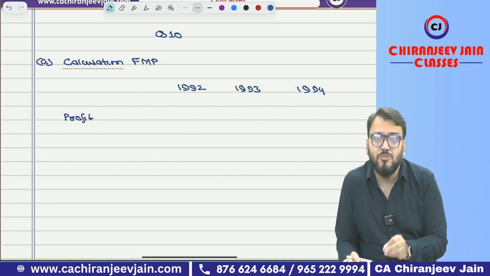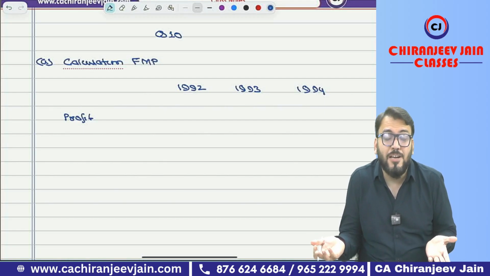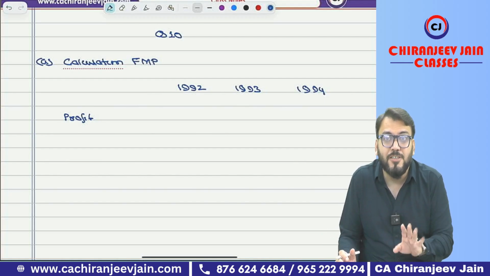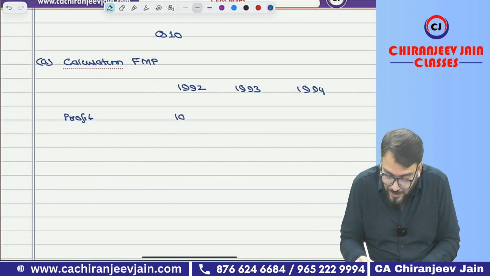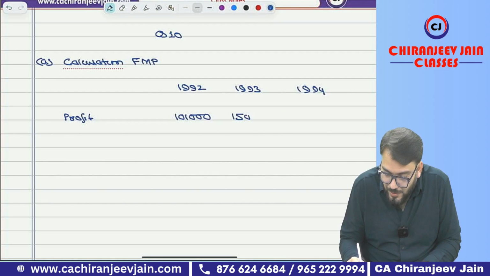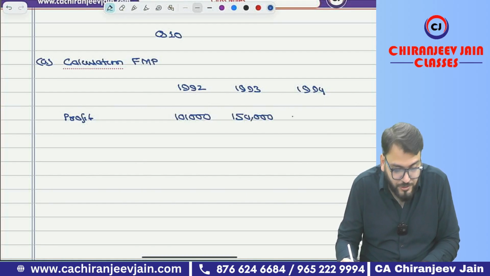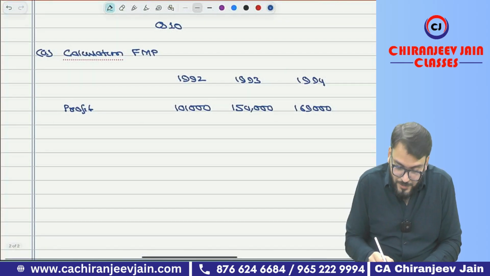So there is no adjustment. So this profit will be only adjusted profit. Got this point? Because there is no adjustment given in the question. What adjustment will you do? If no information is given, you can't adjust it. So this profit will become adjusted profit. How much is it given? 1 lakh 1,000, 1 lakh 50,000, and 1 lakh 69,000.